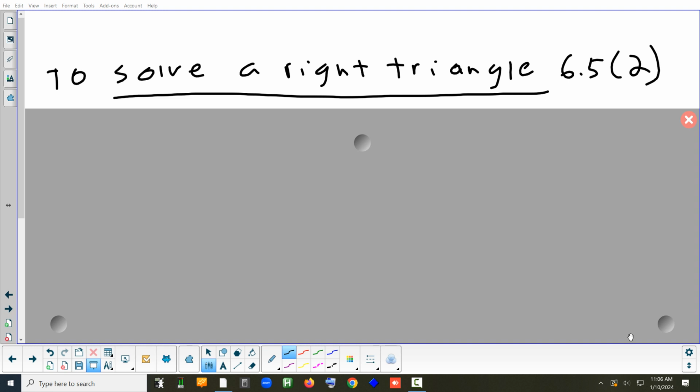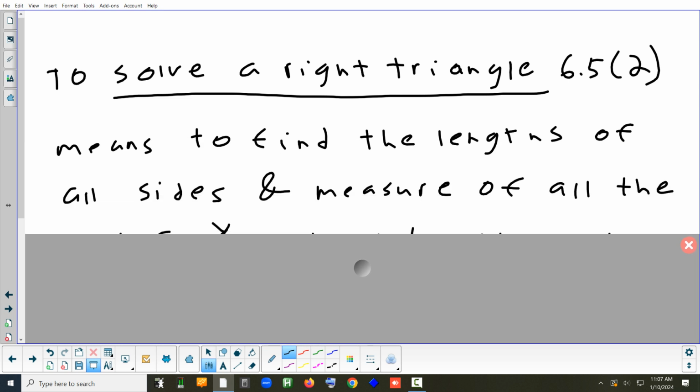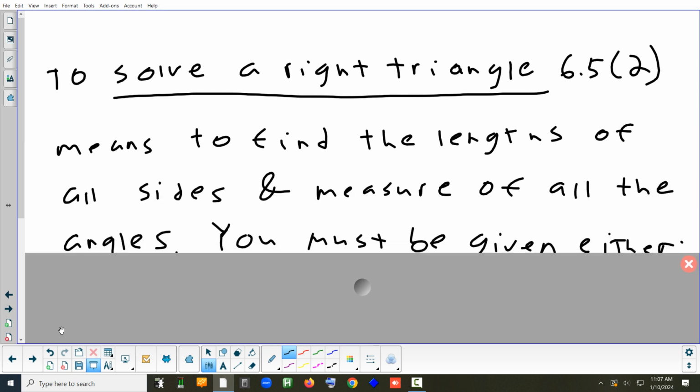The last thing we're going to look at is 6.5 part 2. And we're going to start out by solving triangles. The idea of solving a triangle means to figure out all the sides and all the angles. So that's 6 things: 3 sides, 3 angles. But we're solving right triangles.